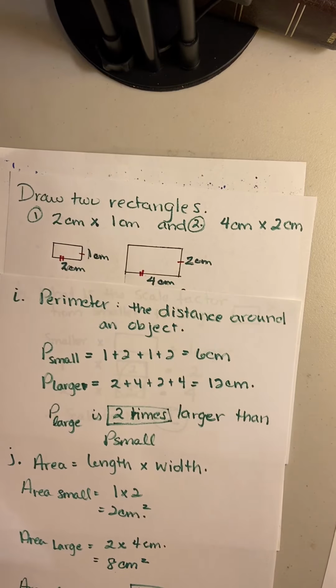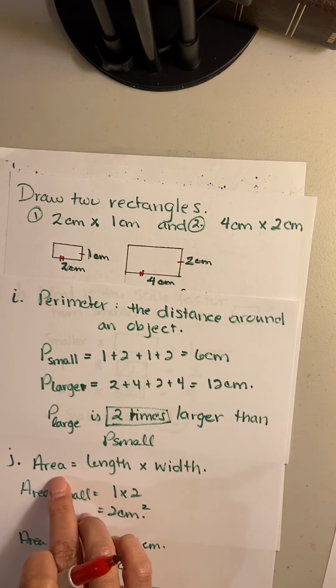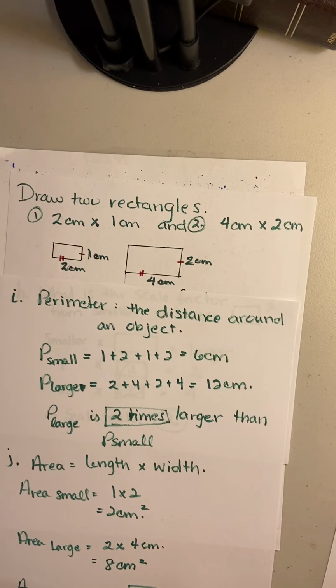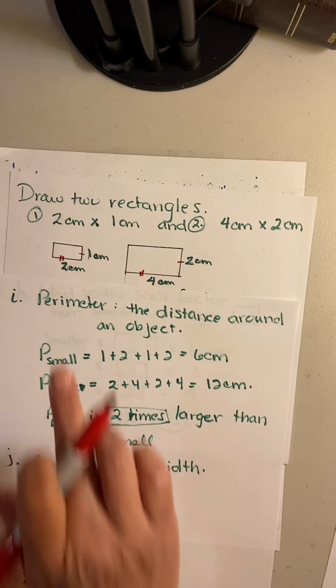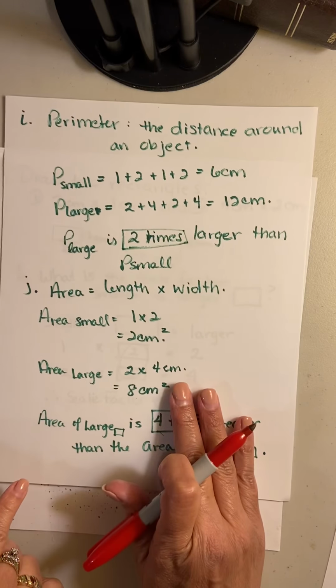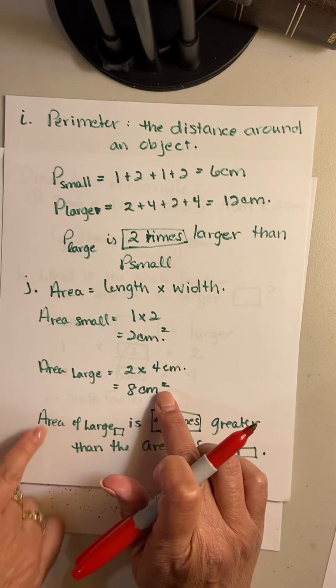Then for J, they asked the same question kind of, but this time they asked for area. Remember, perimeter and area are different. We obtain the area by multiplying the length times the width. The question says, the area of the larger rectangle is how many times the area of the smaller rectangle? I want you to notice something. The area of the small is 1 times 2, 2 centimeters squared. Let me pull this up if you can't see it. And then the area of the large is 2 times 4, which is 8 centimeters squared.